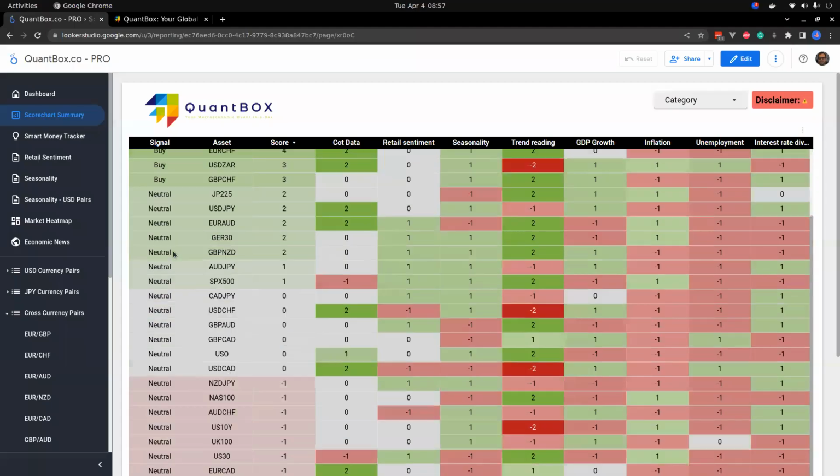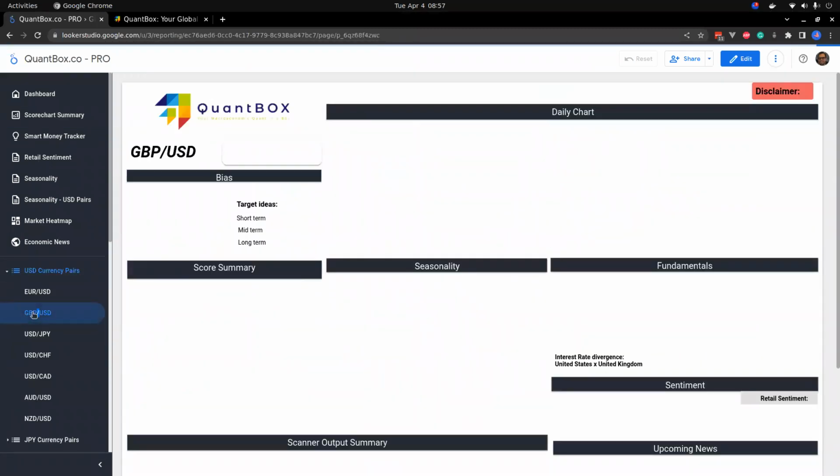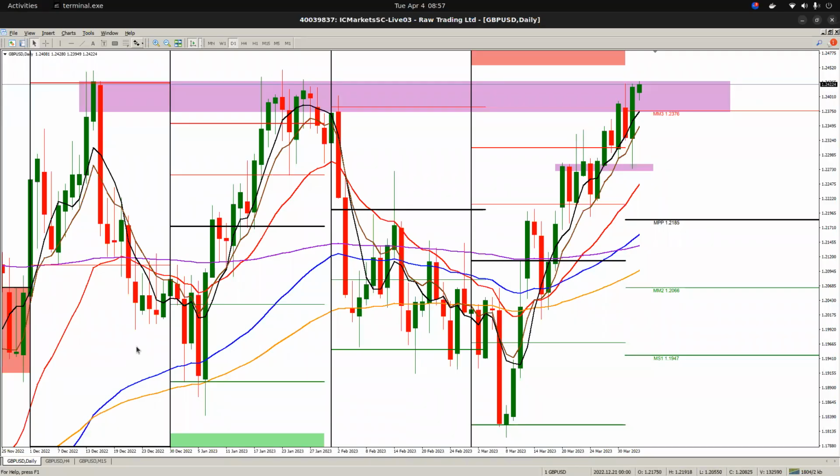Your pound dollar, of course, coming through the bias of bearish. You can see there, but we've now got some green data coming across in pound dollar. Let's take a look at pound dollar quickly for an update. We've now got seasonality coming through bullish. Our retail sentiment is bullish, and so is our trend reading. However, our COT data still says bearish. So I'm still paying attention to this pair, and I'm still looking for opportunities to sell.